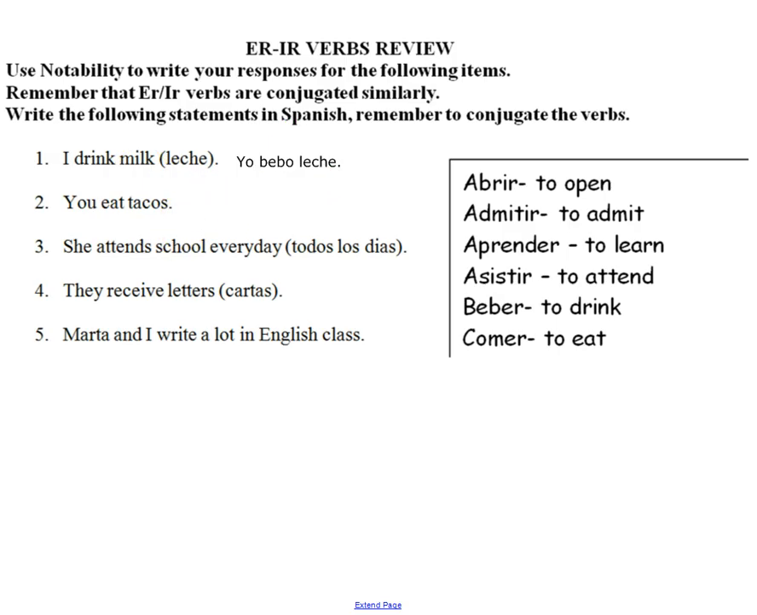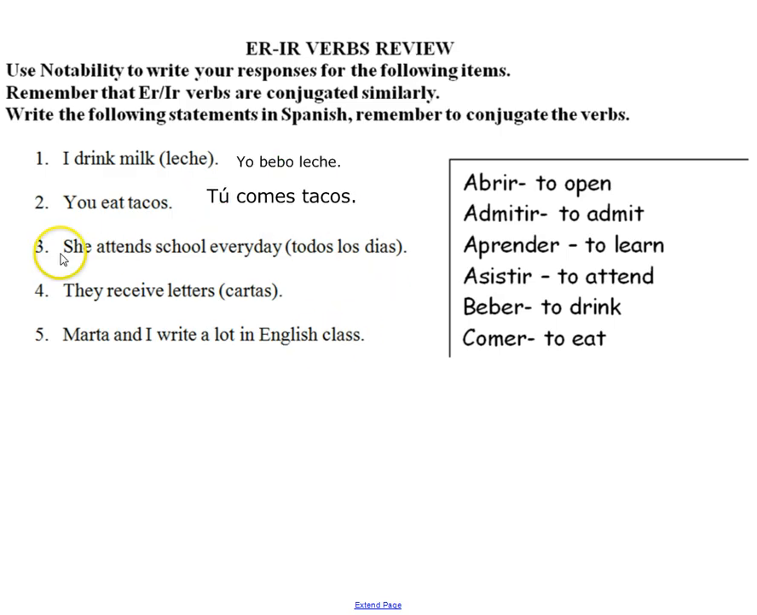Número 2 says you eat tacos. Of course you do. It says you, so let's just put tú. It doesn't tell us what kind of you. Tú comes tacos. The reason why I changed comes to es here is because the tú form has to have es there for an ER verb.